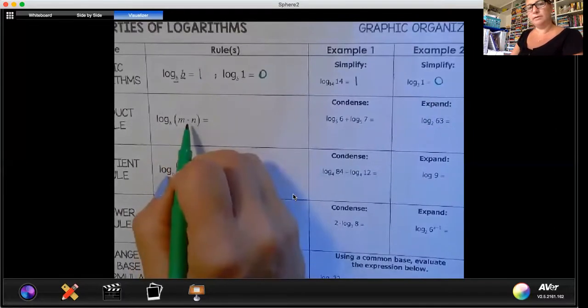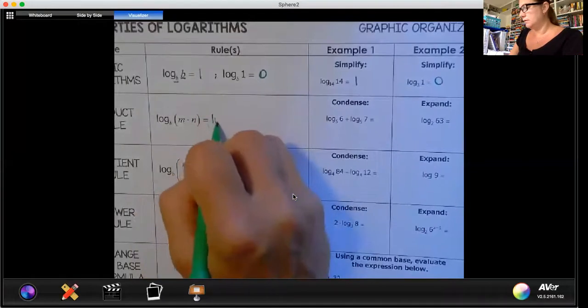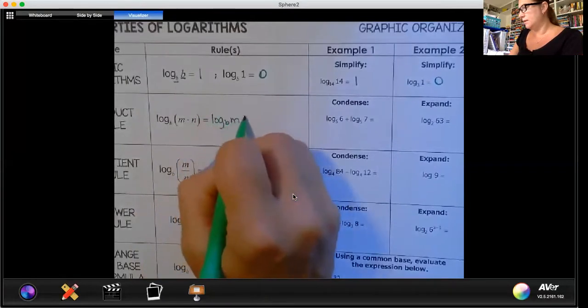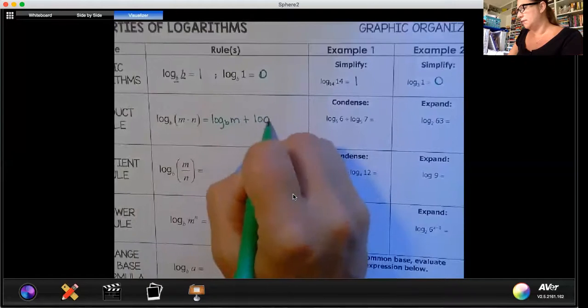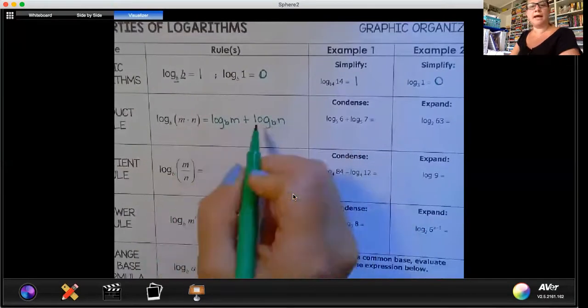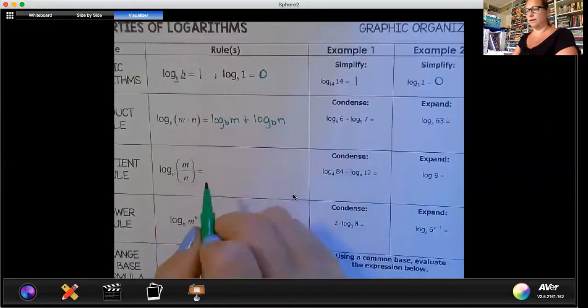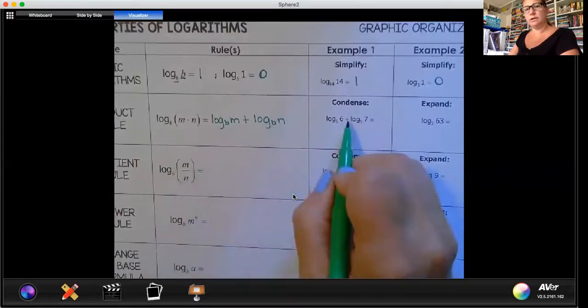Product rule: when you multiply, you add. Log base b of m plus log base b of n. Multiply, add, multiply. They go forwards and backwards. So here you're adding, so you multiply 6 times 7.